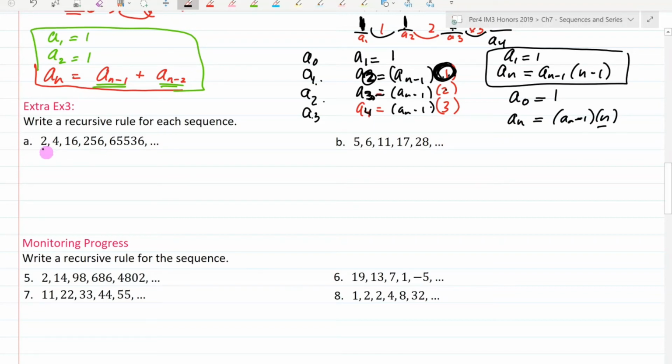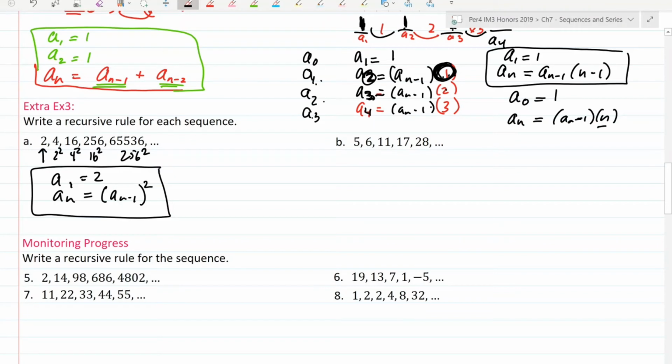So we start with 2. This one is 2 squared. This is 4 squared. This is 16 squared. And this is 256 squared. So we start with 2. And then the formula is you take the previous term and square it. Again, don't worry about it if you didn't get that. These are tough.